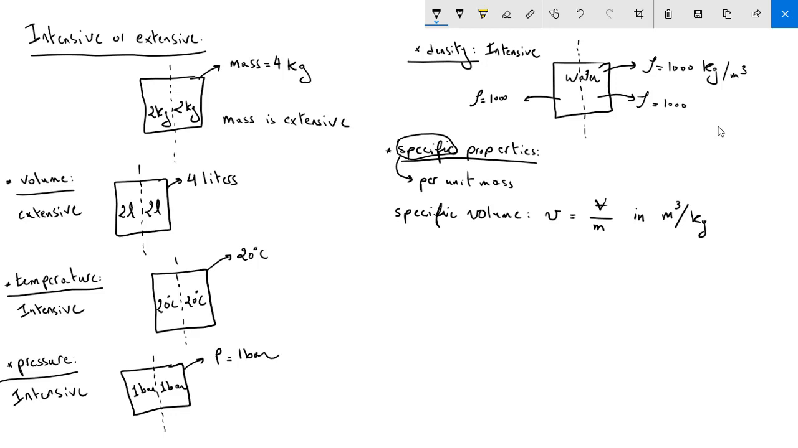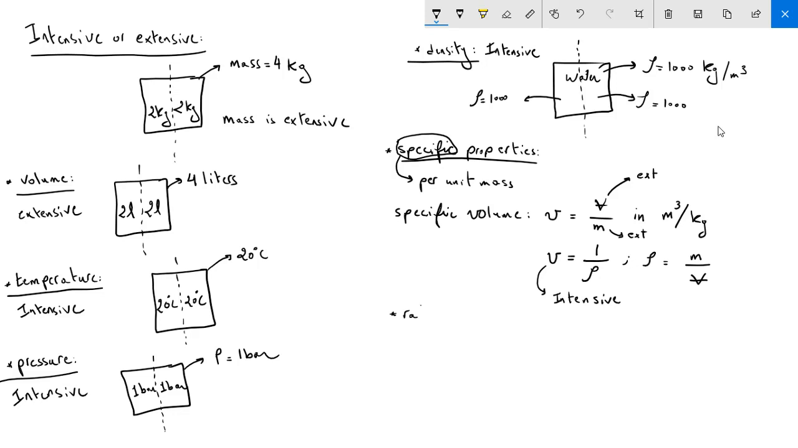We can also relate the specific volume to the density: the specific volume is the inverse of the density, as we all know that the density is the mass over volume. So the specific volume is also an intensive property, just the same as the density. Notice that the specific volume is the volume over mass. Here the volume is extensive and the mass is extensive, but the ratio of two extensive properties gives an intensive property.